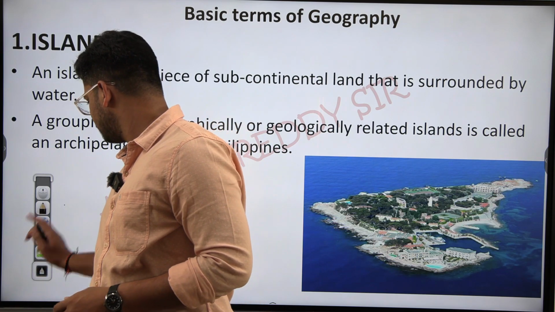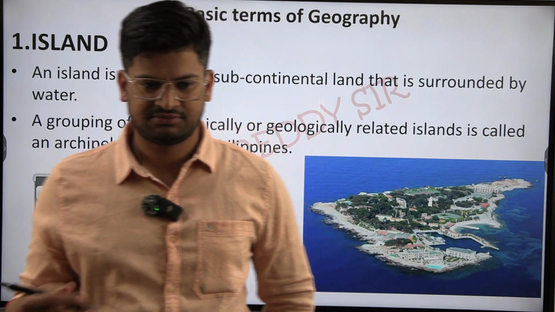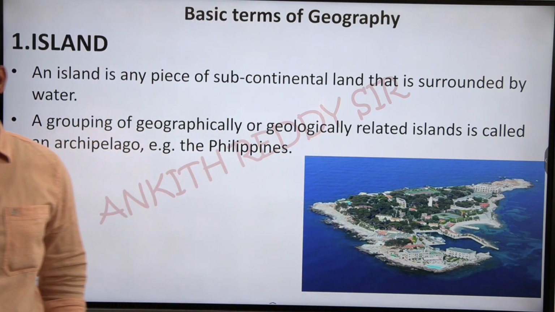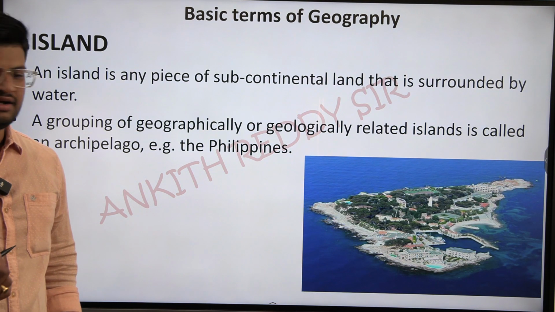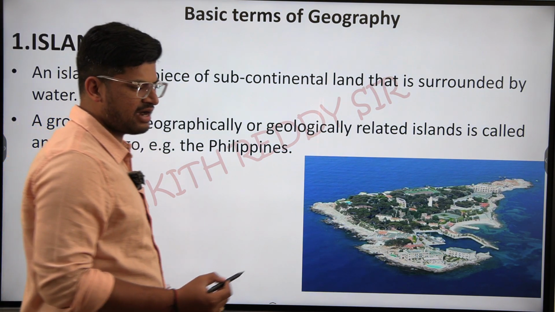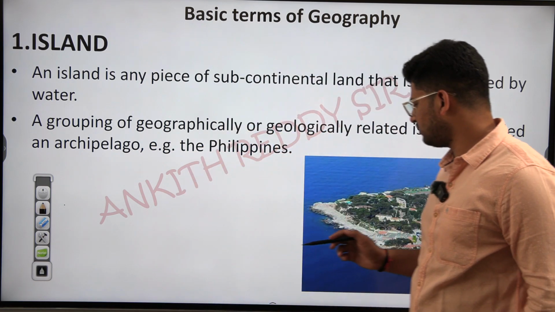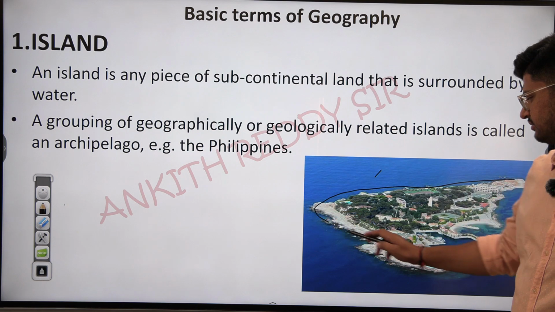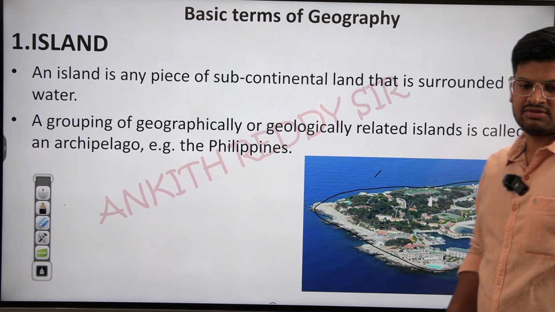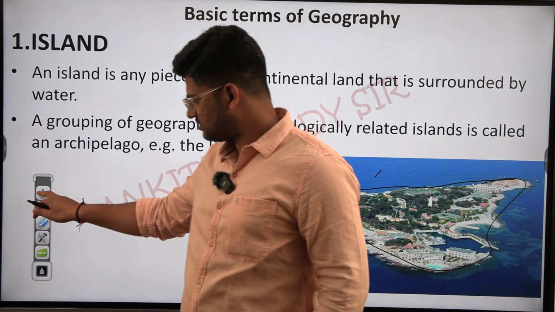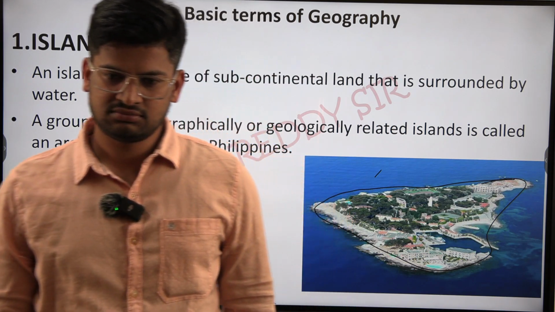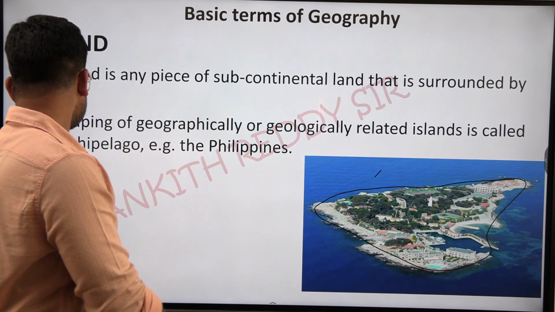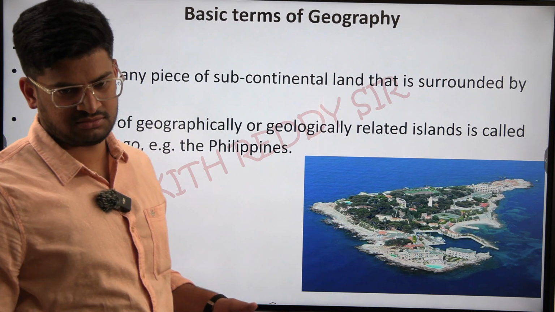Island ante enti? Telugulo aithe Dvivi antaru. Island, right? Dvivi, right? So island. What is an island? So island is a landmass surrounded by water on all sides. Okay. So basically this kind of islands are seen in the oceans, right? You also see this kind of islands in the river also.